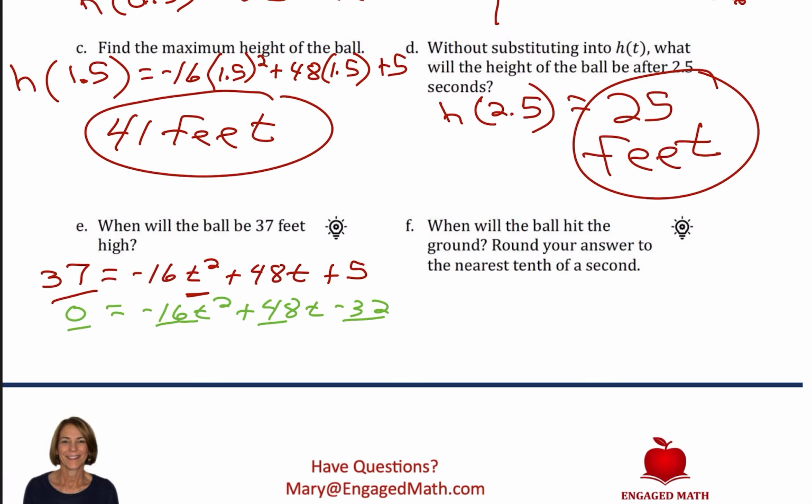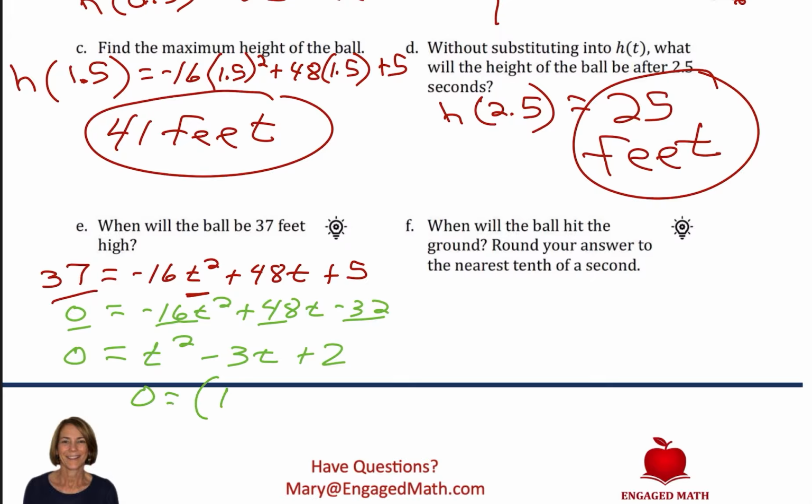So if you divide everything by negative 16, I'm not going to show all those steps, but you're going to get 0 on the left. Negative 16 divided by negative 16 is just going to give us t squared. 48 divided by negative 16 is going to give us minus 3t. And negative 32 divided by negative 16 is going to give us a plus 2.